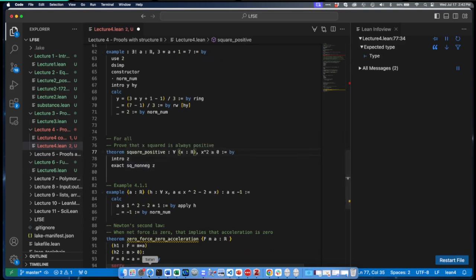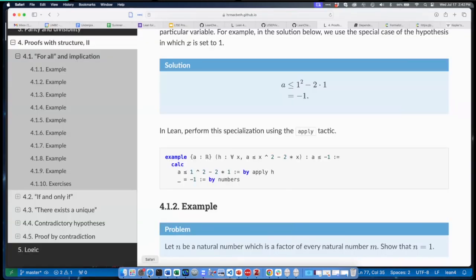A quick reminder, since I think we're still okay on time, let's go to the Lean documentation.